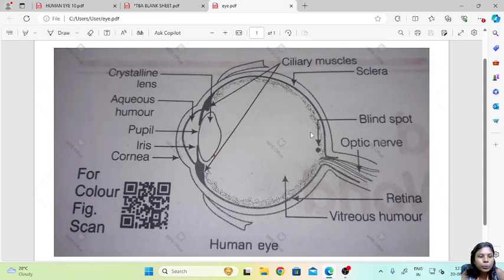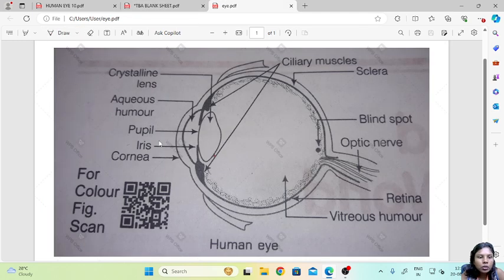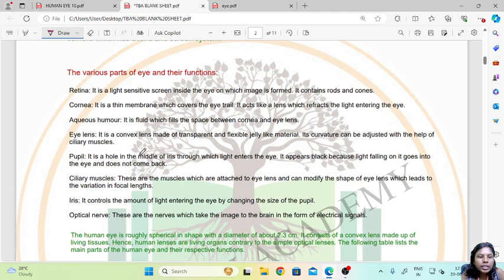Next we have the pupil. So here is this part, the outside part is the pupil. It is a hole in the middle of the iris through which light enters the eye. So our iris is this. The iris starts from here and it stops here, same way here. So there is this opening over here and then we have the crystalline lens. This opening is known as the pupil. It is a hole in the middle of the iris through which the light enters the eye. So that opening is for the entry of the light.